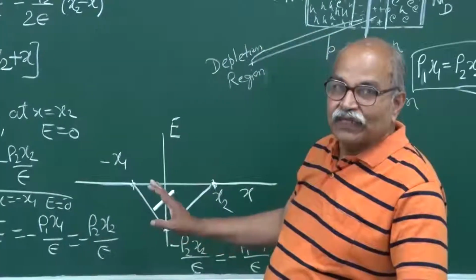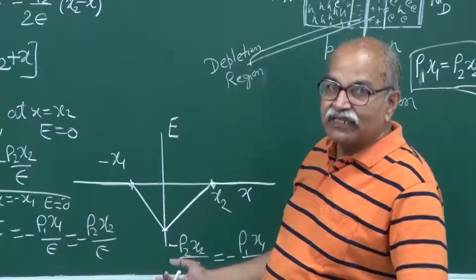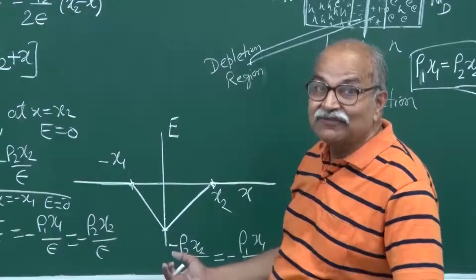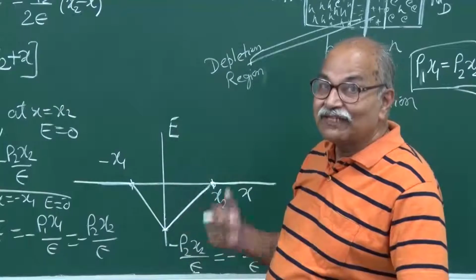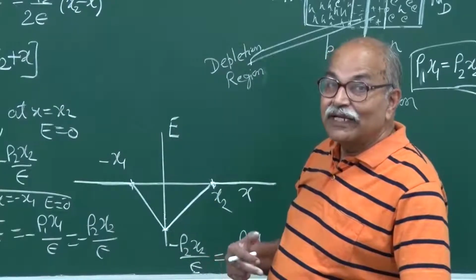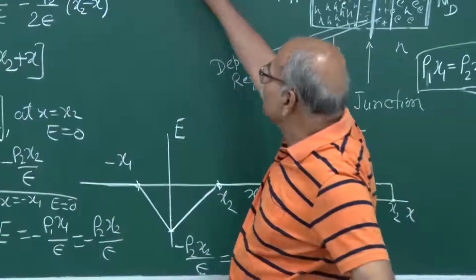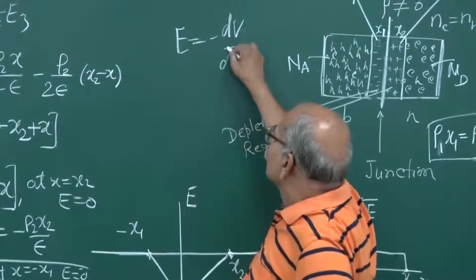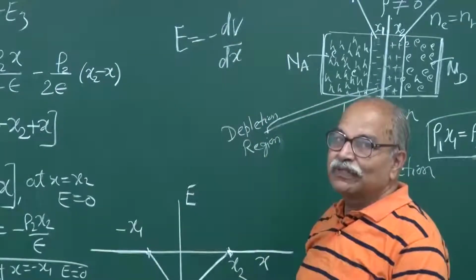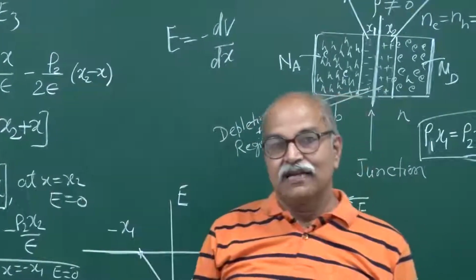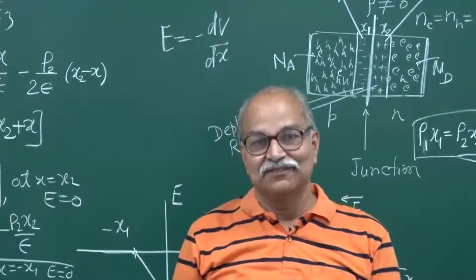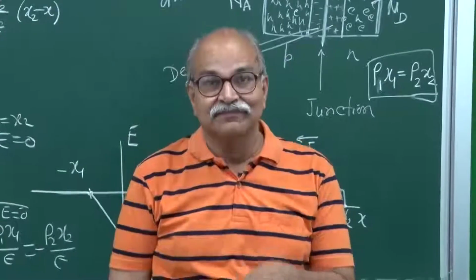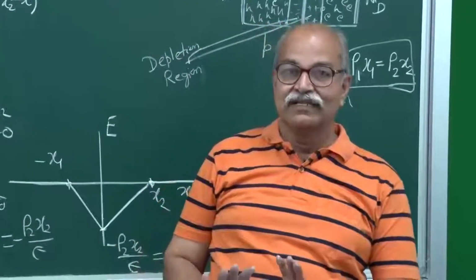So our next task will be to calculate the potential as a function of x. Once I have the electric field, I can calculate the potential using our equation E equals minus dV dx. So we can calculate the potential as a function of x, and from there the energy as a function of x, and from there the potential barrier. That will be our next task.